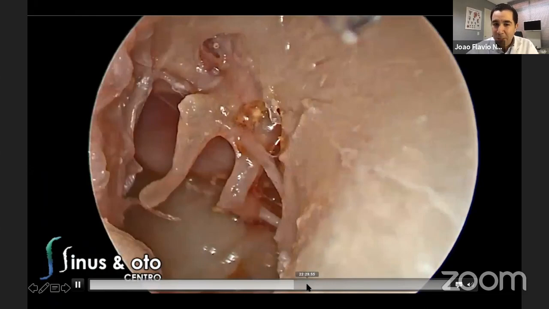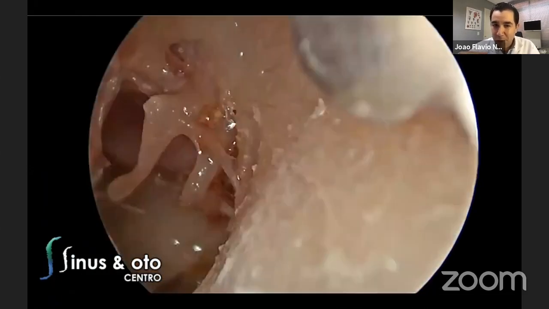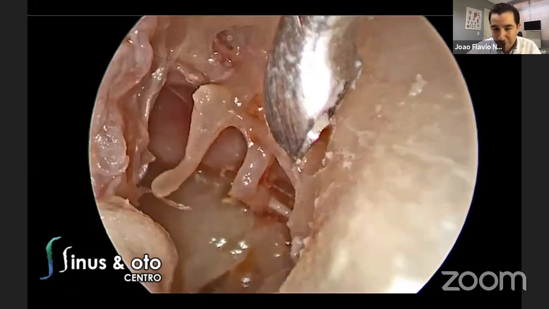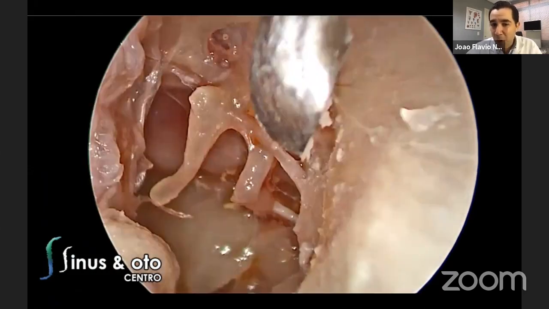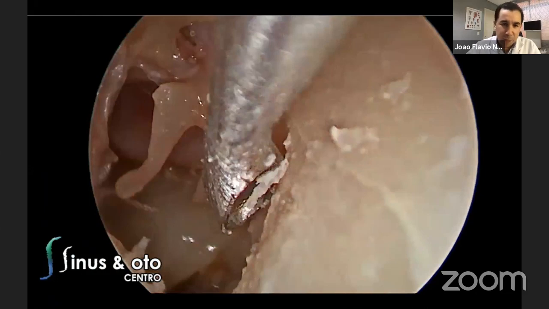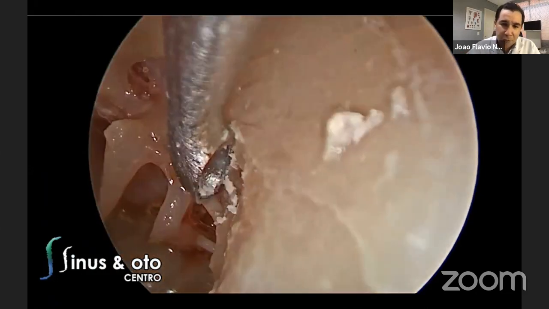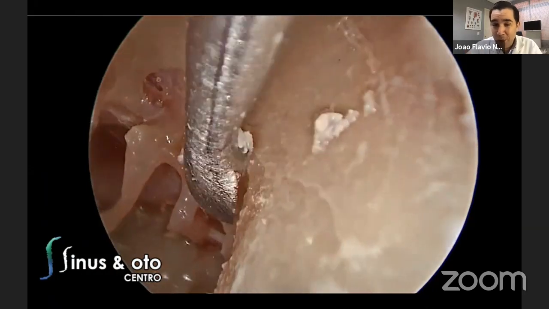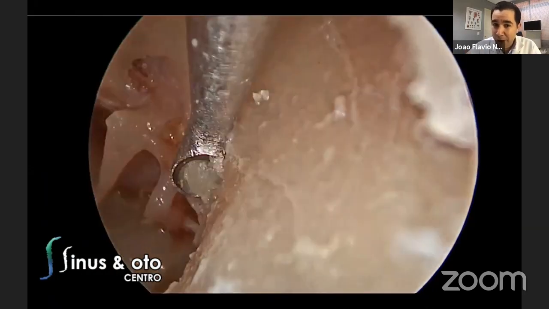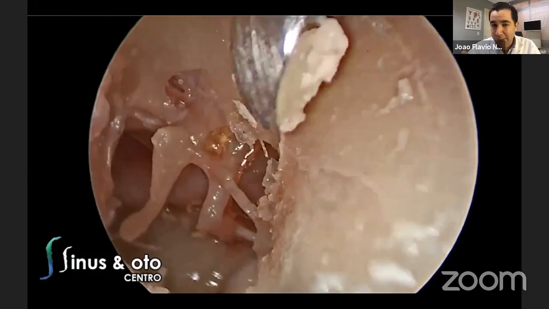As you remember, all those structures we saw without removing any bone. But now we can remove a little bit of bone. I like to use the curette, but we can use a piezo device. We can use a drill, a small drill. But most of the times when we talk about live surgery, we are going to do this in cholesteatoma surgery.